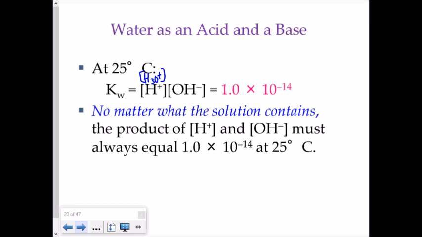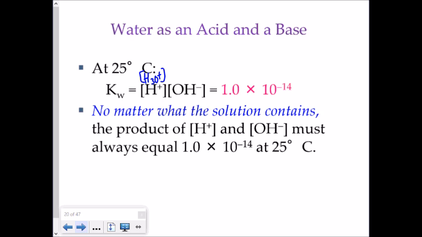But in an acid or a base situation, you can always figure out the concentration of the other. If you know the concentration of the hydrogen, you can always figure out the concentration of the hydroxide, because it's always going to multiply out to be 1 times 10 to the minus 14. So that's a helpful equation that you can use.